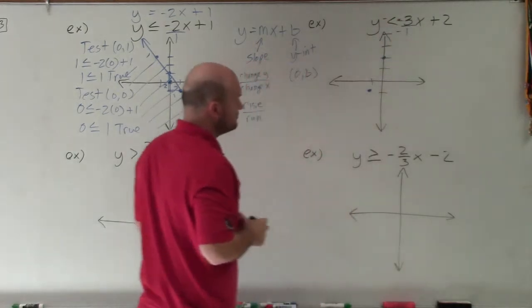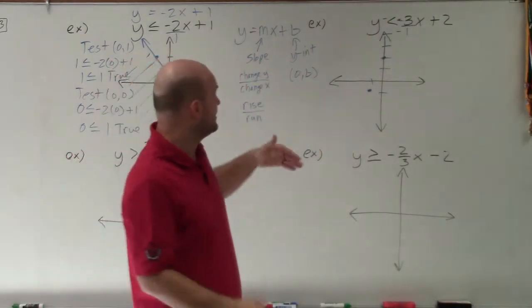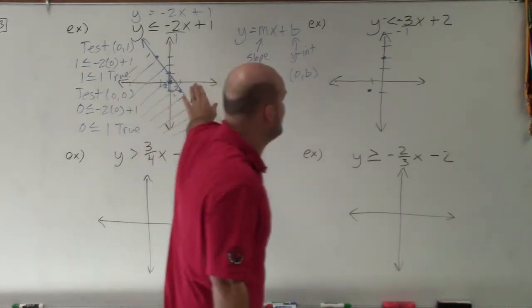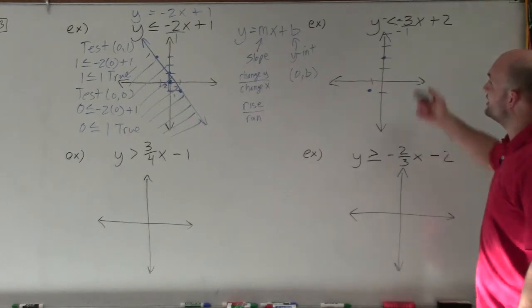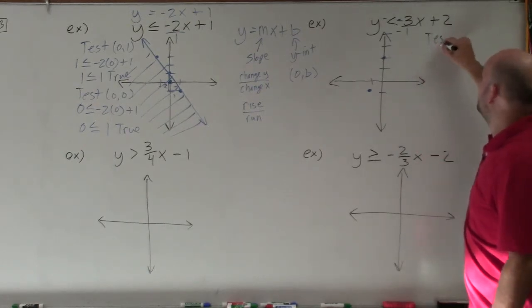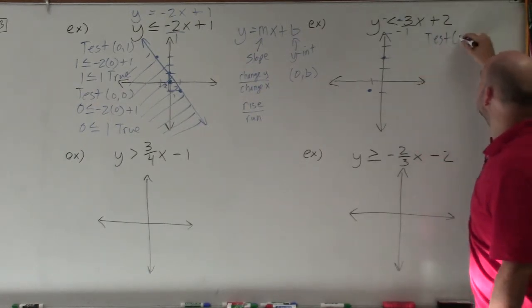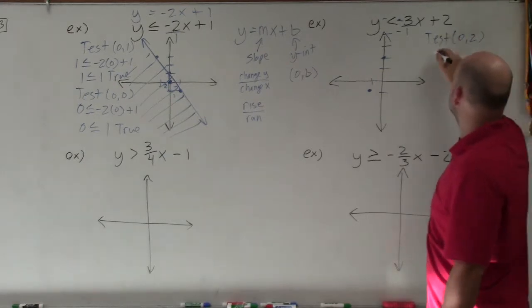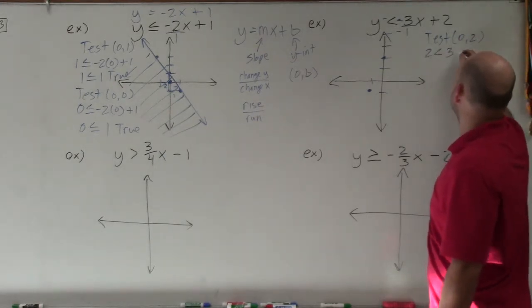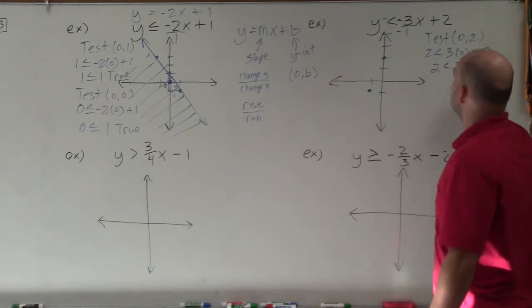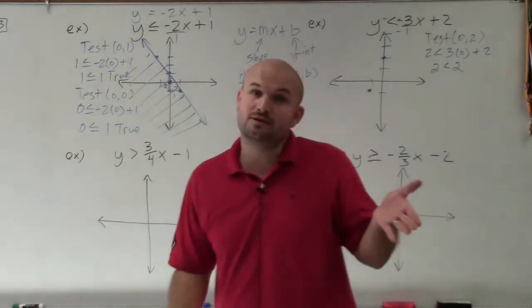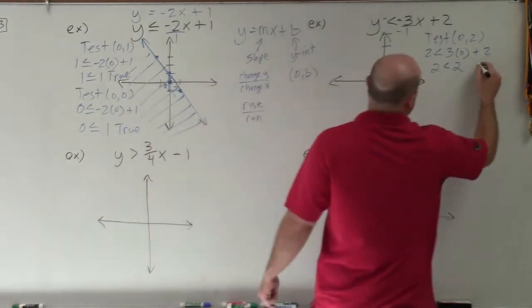OK? Now, again, we want to test to determine if our boundary line is a part of our solution or not. So again, I'll choose a test point, and I'll choose the point 0, 2. So I'll plug in 2 for y and 0 for x. And what I get is 2 is less than 2. Well, 2 is not less than 2. 2 is equal to 2. So therefore, that is false.